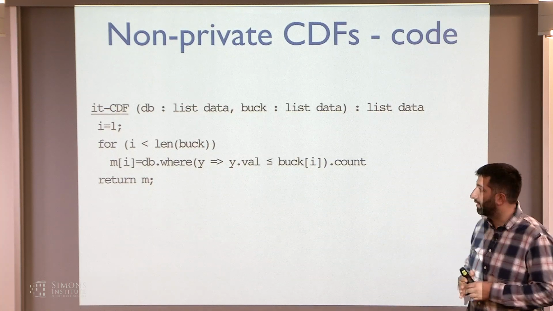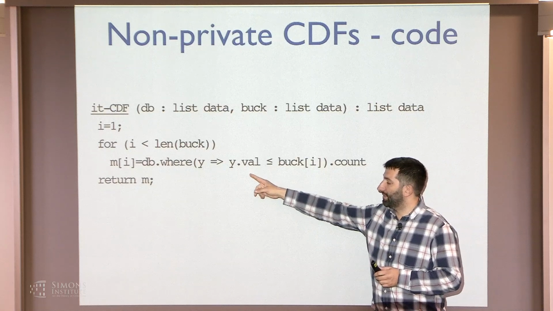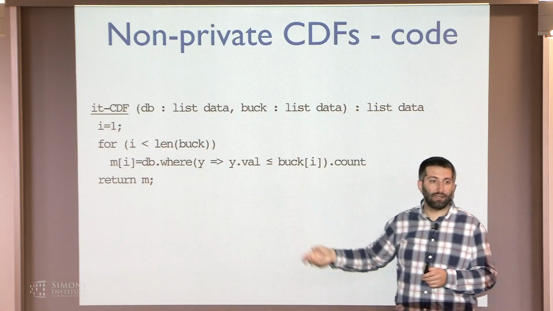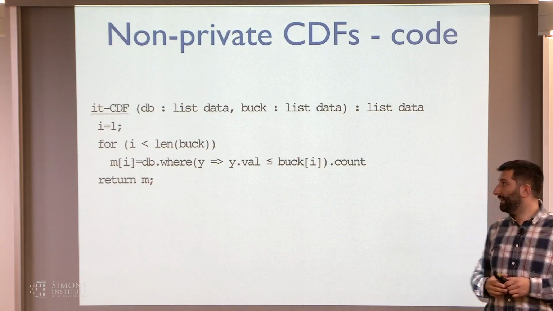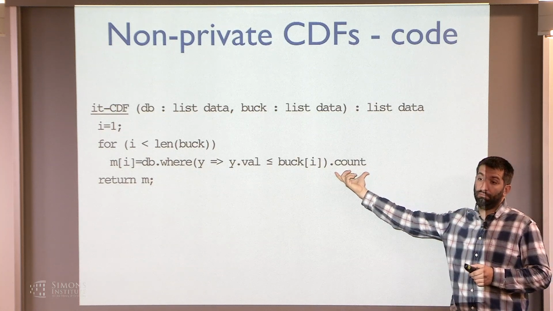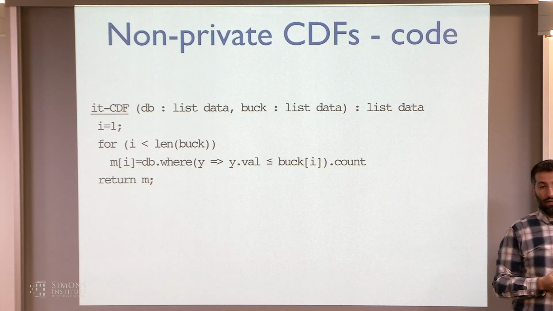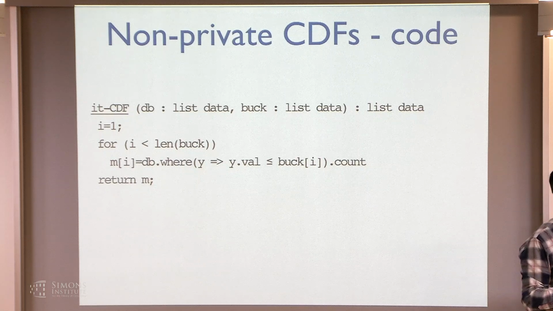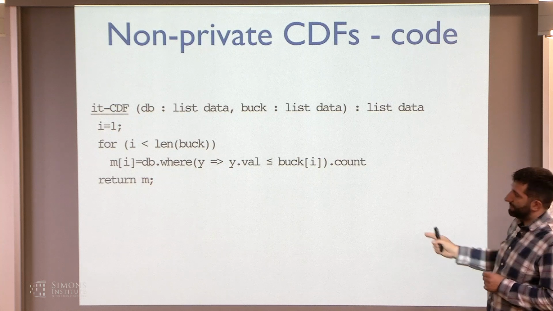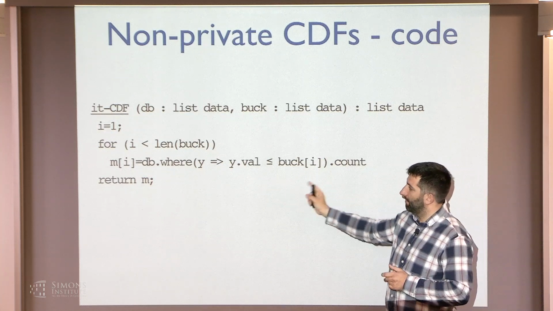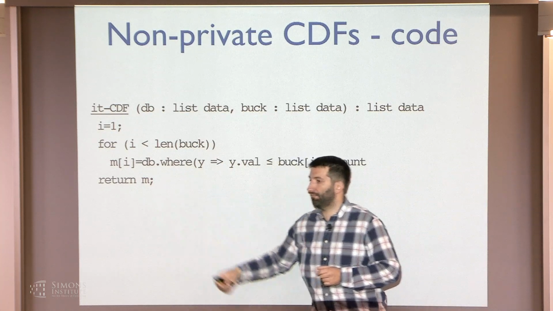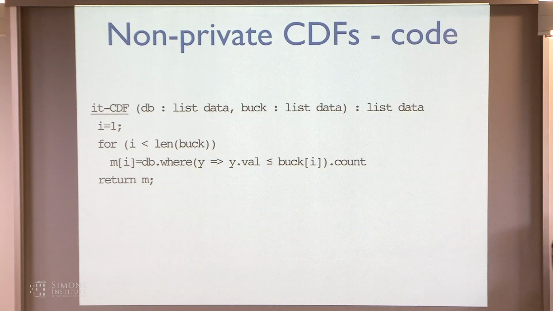It filters out the elements that are not less than the bucket. And then we use a count primitive, which counts the resulting number of elements. And then we accumulate these in a list, as I said, and each one of these is a count, and then we return the list.